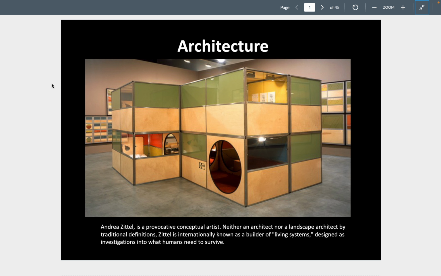She goes out into the desert, builds these prototypes, these manufactured modules, and she is able to survive in the desert for a few days, sheltered from the heat, the cold, the sun, and she is able to live and work. And then when she's done, she is able to pull up the architecture and leave no carbon footprint, or very little carbon footprint, of having been there at all.